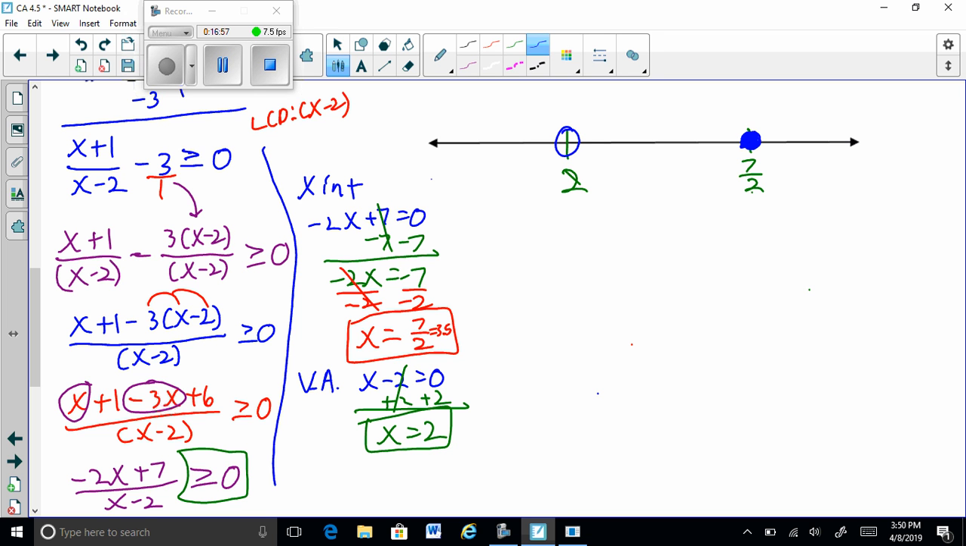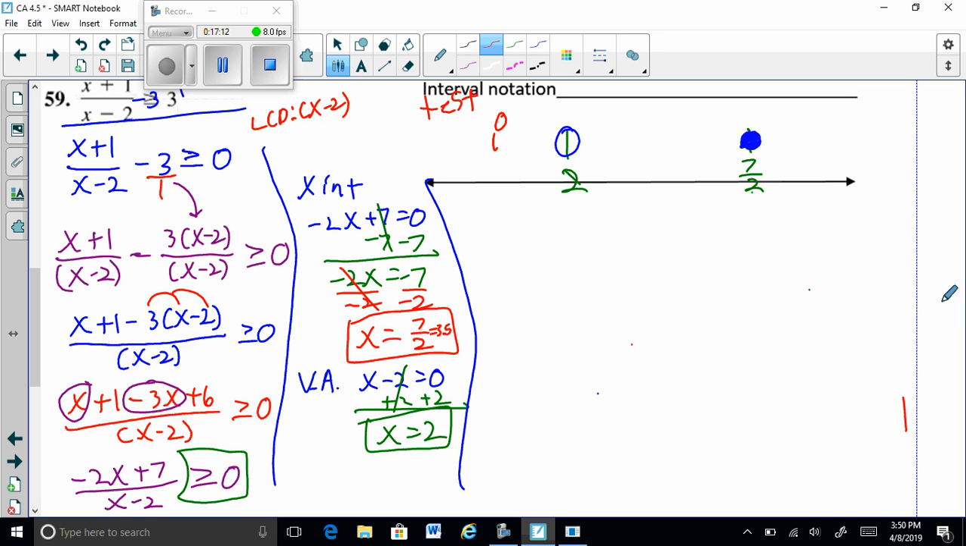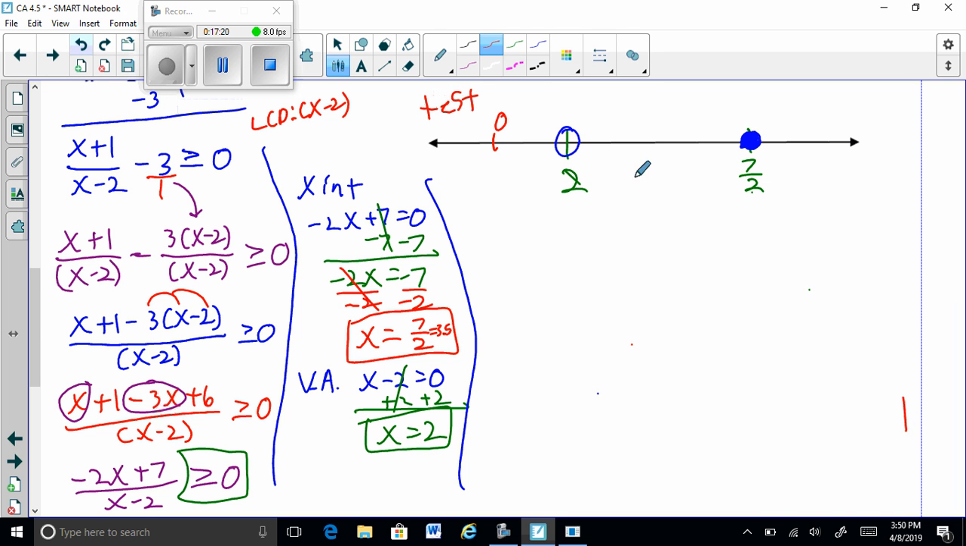Okay, so now it's time to test some points. 0 is always good to test, so we'll test a 0. Then here we'll go ahead and test a 3, sounds fine. And then over here we could test 4, right? Because this is basically 3.5 down right here. So test something to the left, something to the right. Everything looks good.